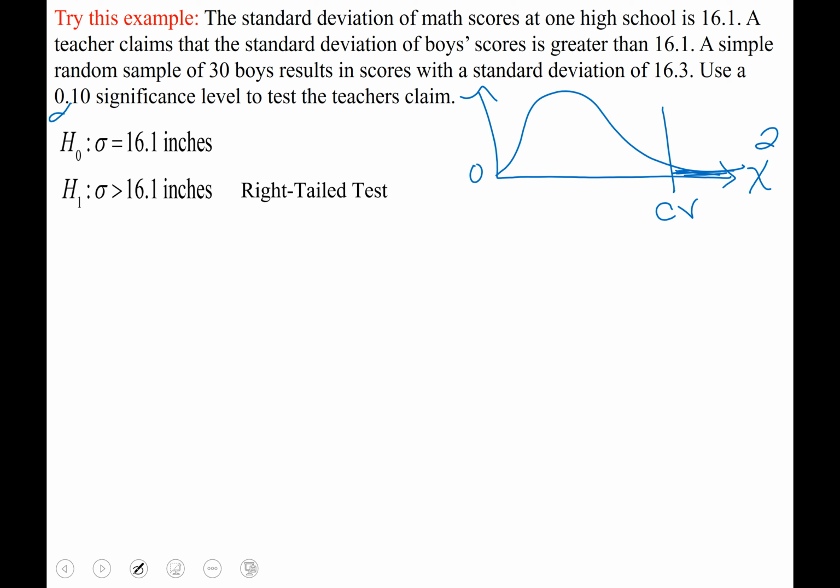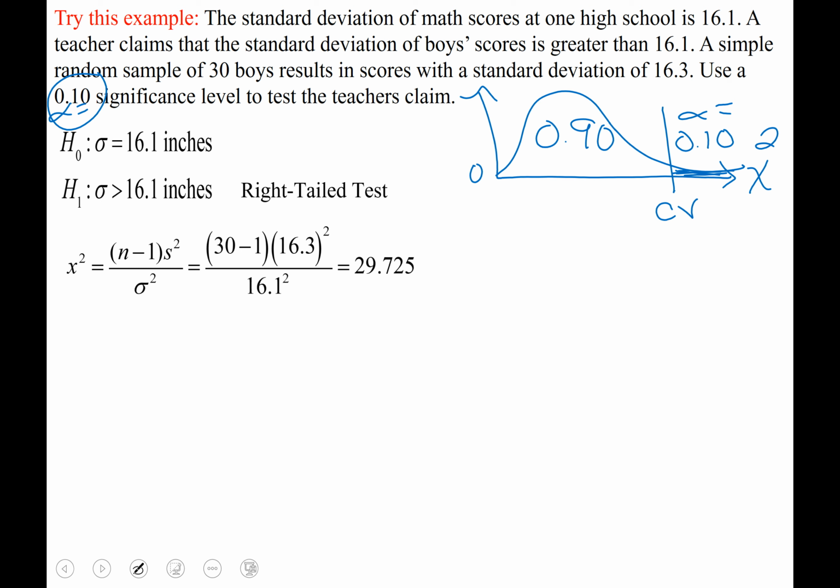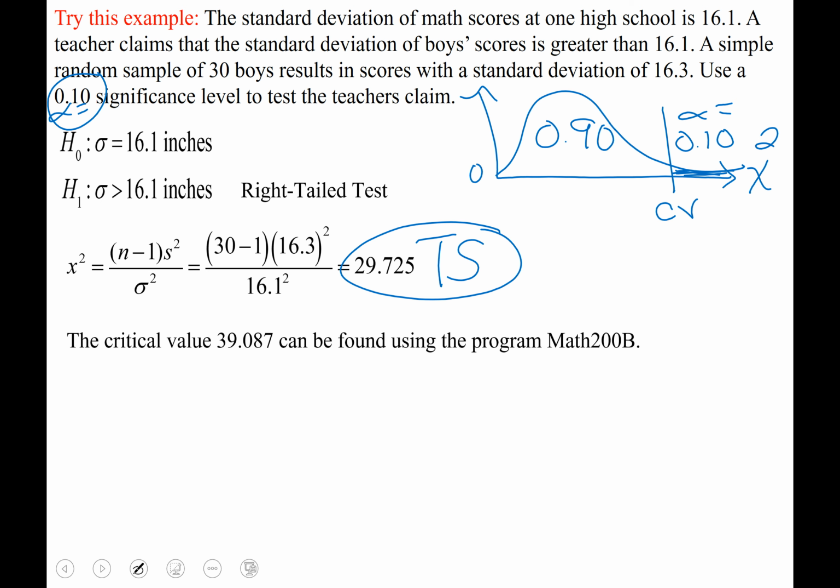Let's label our alpha significance level of 0.10 as the shaded region. And just to write a complete graph here, the complement would be 0.90, and that is the unshaded region. Okay, so if we apply that same formula, we get a test statistic of 29.725. And if we run Math 200B, we get a critical value of 39.087. So let's put each of those on our graph now.